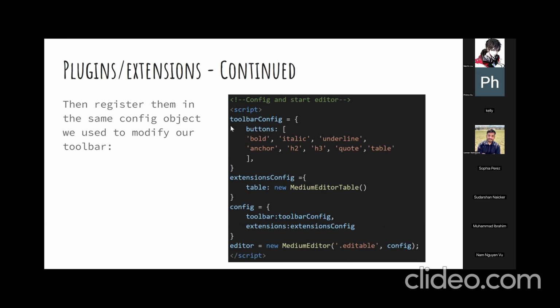For this to be continued, again, we can see some more data types presented here. You can then register them in the same config object we use to modify our toolbar. So now we've got just beyond this table equals to new media editor table. We also have it within this config portion, these additional components added in. And then with the editor still remaining as new medium editor. And then we have editable and now config, which is now part of editor.